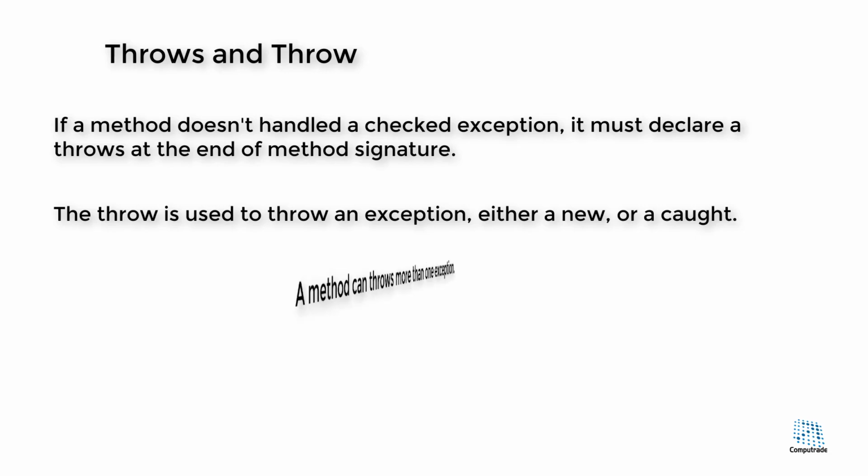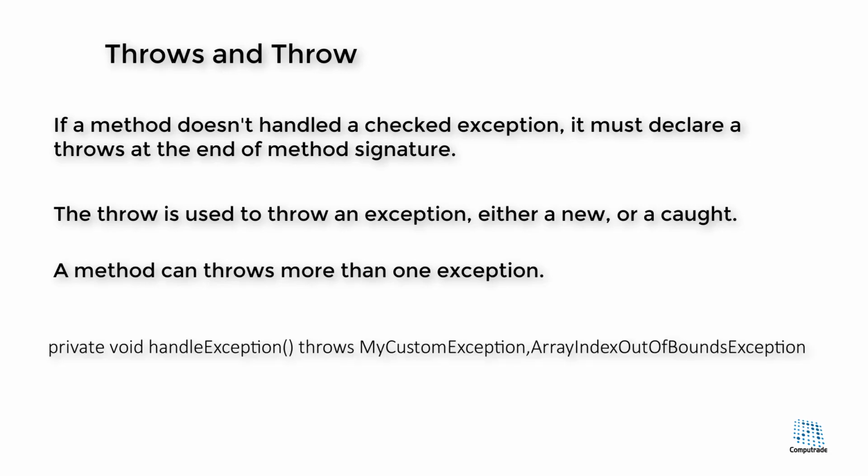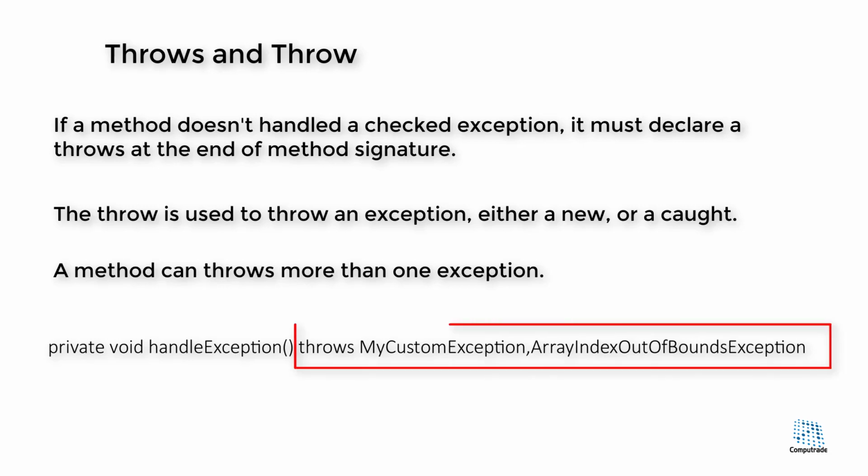A method can declare that it throws more than one exception, in which case the exceptions are declared in a list separated by commas. For example, the following method declares that it throws MyCustomException and an ArrayIndexOutOfBoundsException. Okay, let's talk about the finally block.